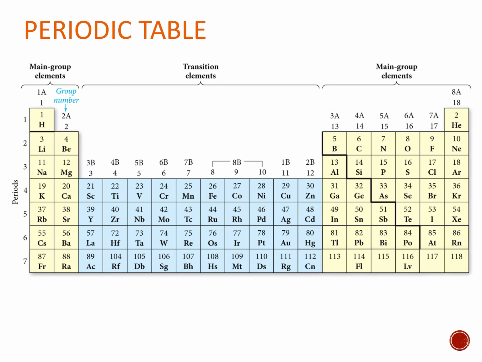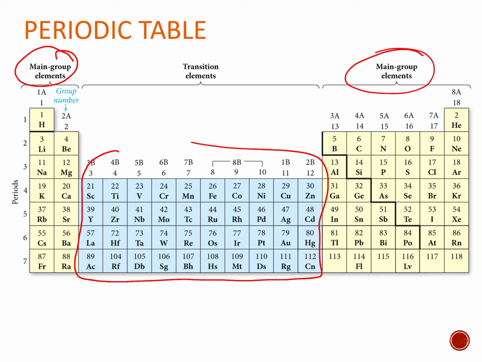So here's a periodic table. We have a couple different classifications. We have main group elements, which are the elements to the far left and the far right. So if you ever hear me talk about main group elements, that's what I'm talking about. And then the transition elements are the ones in the middle, these guys. You'll often hear them called transition metals or transition elements, but that's what those are.